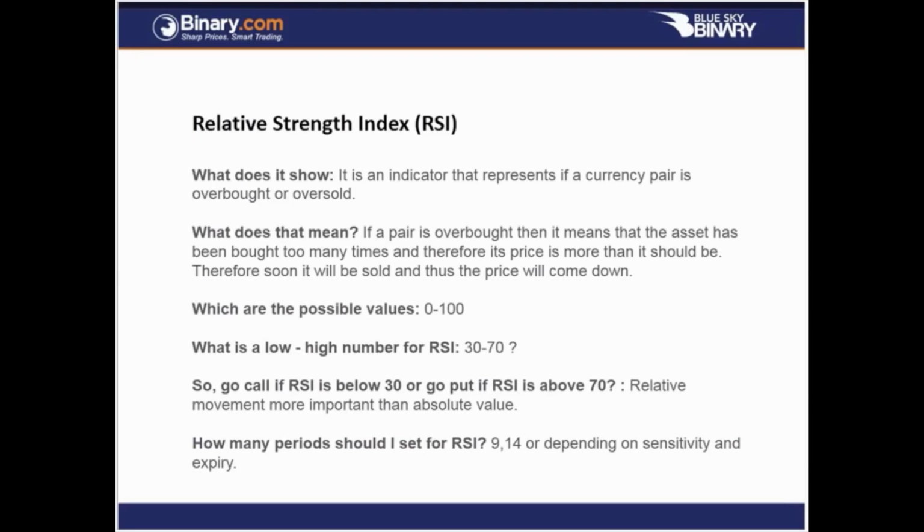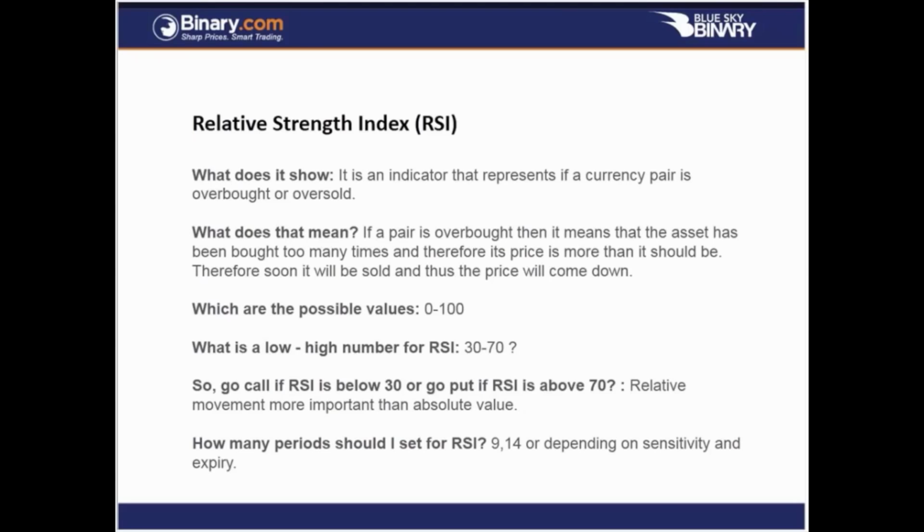Okay, so if it's overbought, the price has increased too much, and it's expected to fall. If it's oversold, it means that the asset has been sold too many times, and therefore the price is really low, so it is expected at some point in the future to go up, in the near future. This is what overbought and oversold means.